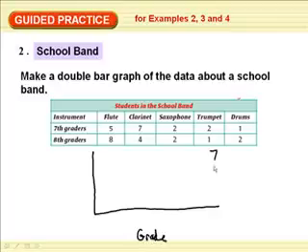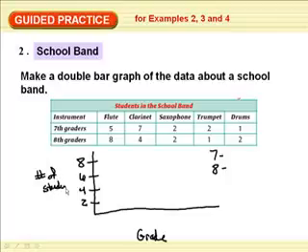Okay, so we have 7th grade and 8th grade, and we'll pick a different color there for those. Let's see, the highest number is 7. I'm going to count by 2s: 2, 4, 6, 8. And this is going to be number of students. And the first thing we're going to graph is the flute.